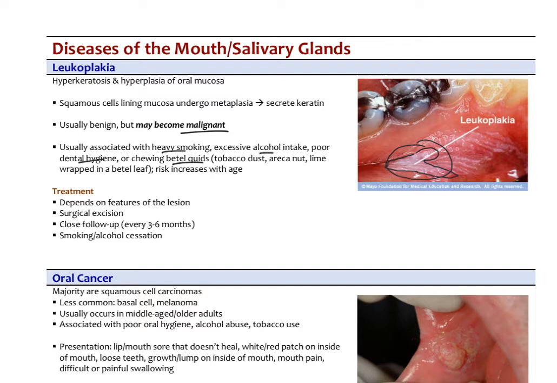So the treatment's going to depend on the size and the features of the lesion. There is surgical excision that can happen. Usually there's close follow-up every 3 to 6 months, and then obviously removing any potential risk factors, as well as addressing micronutrient problems. Like we know that zinc is very important for the skin. So is selenium, a trace element and an antioxidant. So these would be things that we usually try to increase through the diet, maybe working with some herbal therapy as well. So that would be leukoplakia.